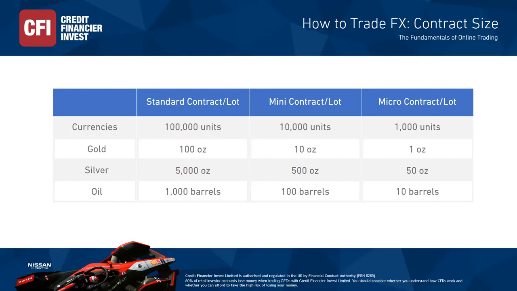Then for the gold, as you can see, would be slightly different. For the standard contract or lot, it would be 100 ounces. For the mini contract, would be 10, and for the micro contract, would be 1 ounce. For the silver, again, slightly different, would be 5,000 ounces for the standard contract. For the mini contract, would be 500, and for the micro contract, would be 50 ounces. For the oil, as you can see, 1,000 barrels for the standard contract, 100 barrels for the mini contract, and 10 barrels for the micro contract.